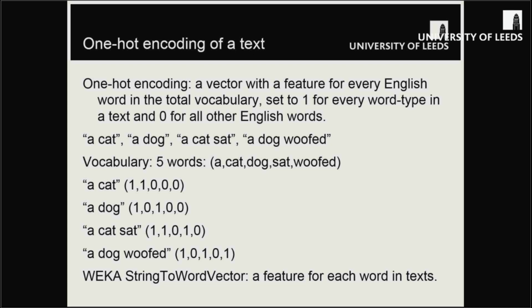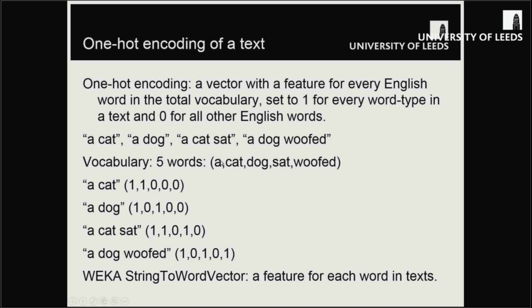The idea is you don't really care what order the words come in, but you count up all the words in all of the documents. So here we have a set of 4 documents, just 2 words: a cat, a dog, a cat sat, and a dog woofed. The total vocabulary is a, cat, dog, sat, and woofed. Those are all the words that appear in all of the documents. So in this language, each document contains a bit of a language, but the entire language is those 5 words. That means that you can represent any document as a vector of 5 numbers.